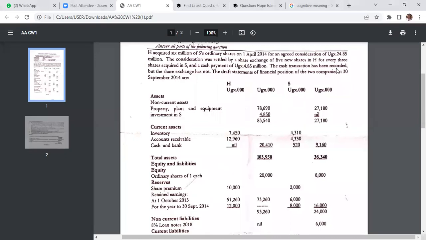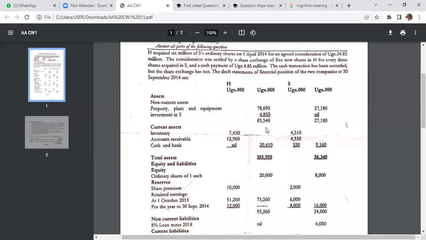Then they say that this 24.85 million is split into two. The consideration was settled by a share exchange of 5 new shares in H for every 3 shares acquired in S. And then we also have a cash payment of 4.85 million. Now there's a serious note here. They're saying that the cash transaction has been recorded.